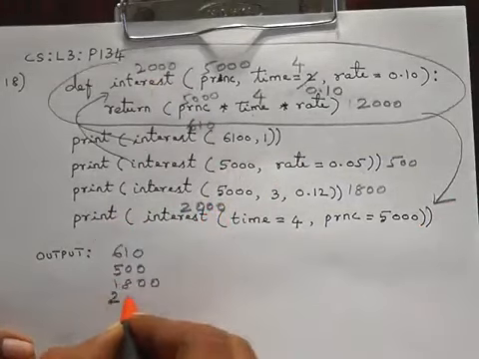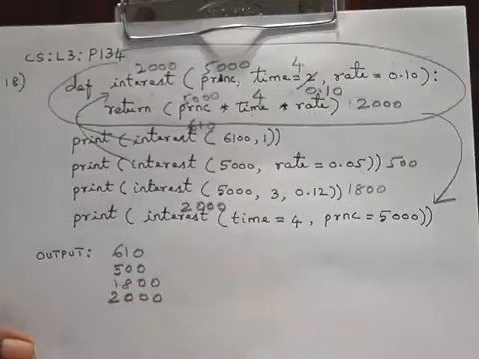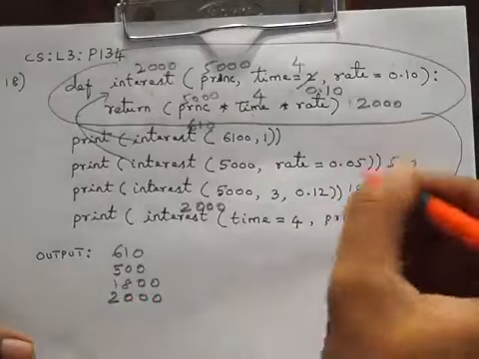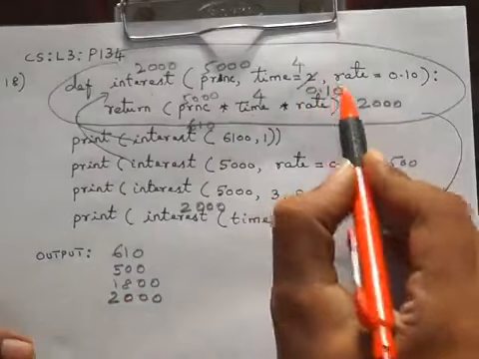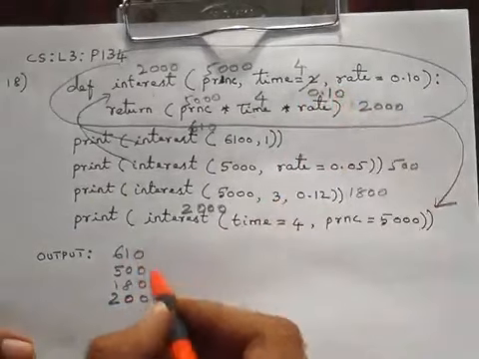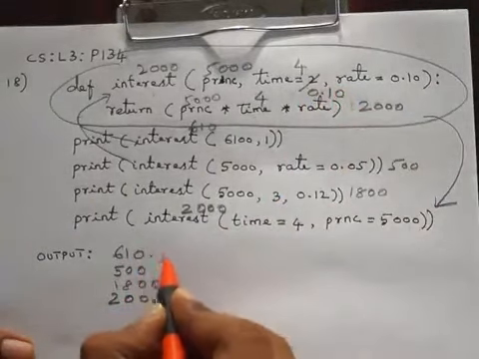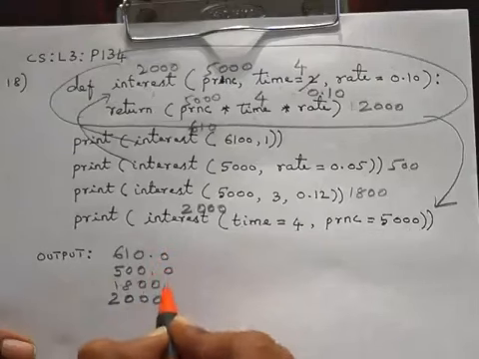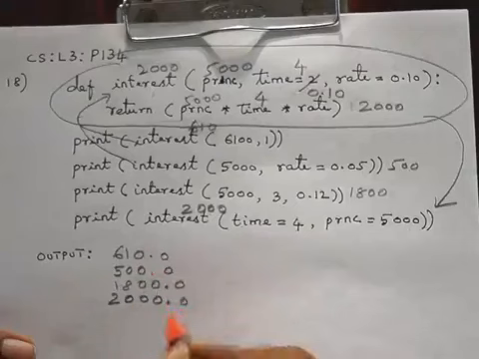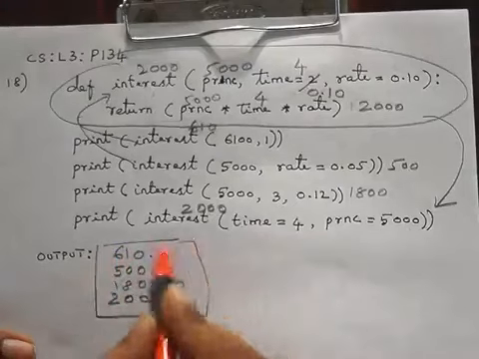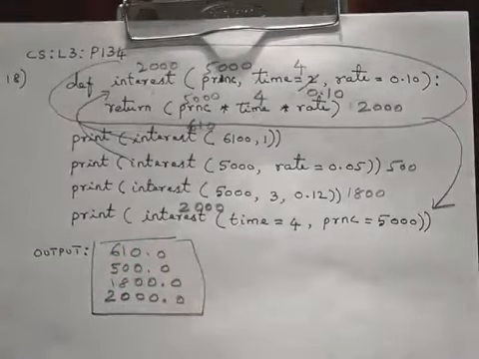So all the times we are calculating with a float value, such that the answer will come in float value. So 610.0, 500.0, 1800.0 and 2000.0. Understand? So this is the output. Hope you understand. Thank you very much.